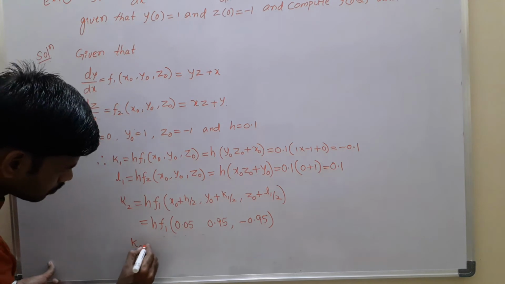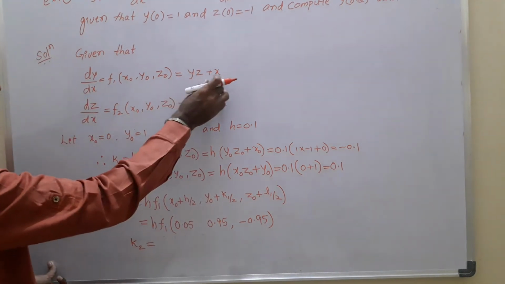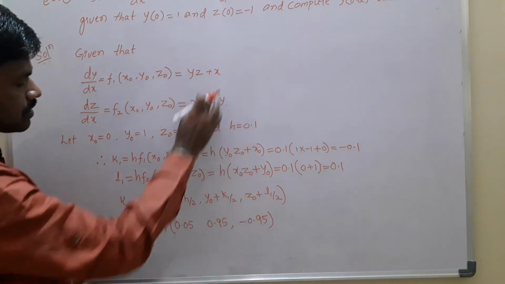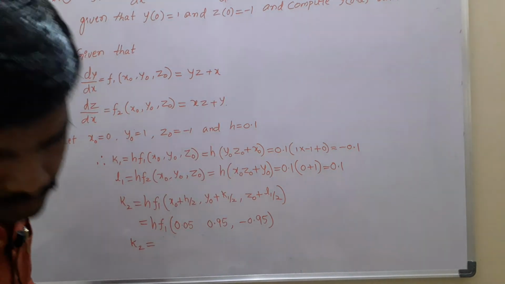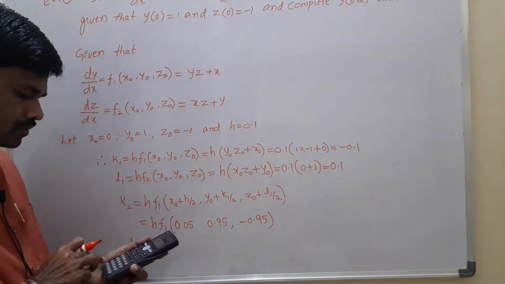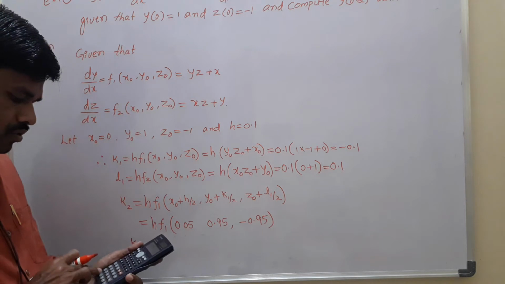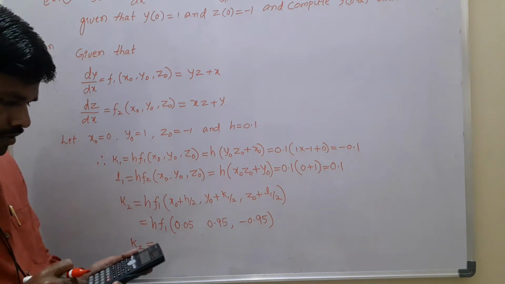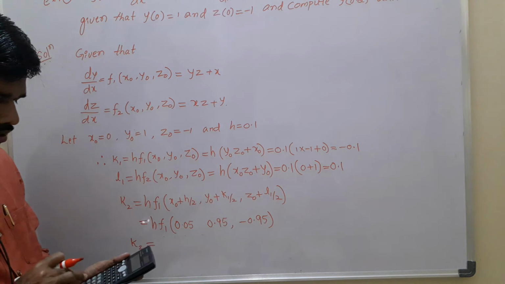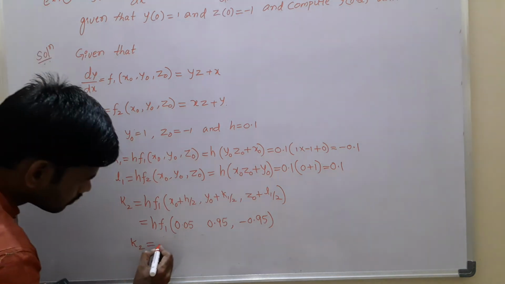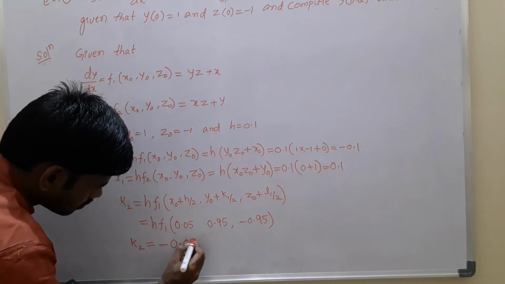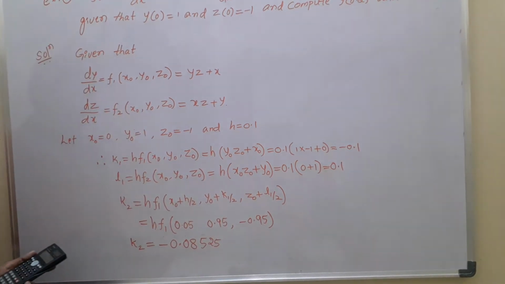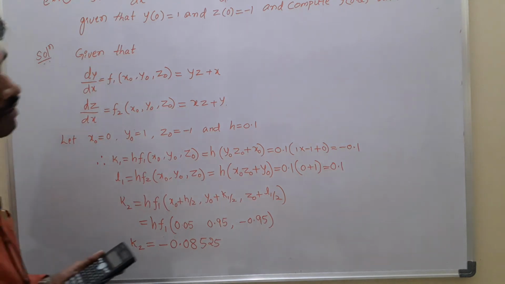k2 equal to, so that is the function y0 z0 plus x0: 0.95 into minus 0.95 plus 0.05, and h is 0.1 into 0.1. So we get minus 0.08525.